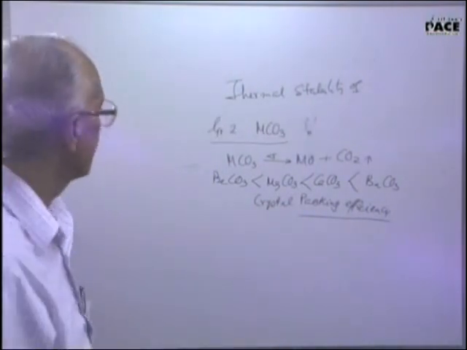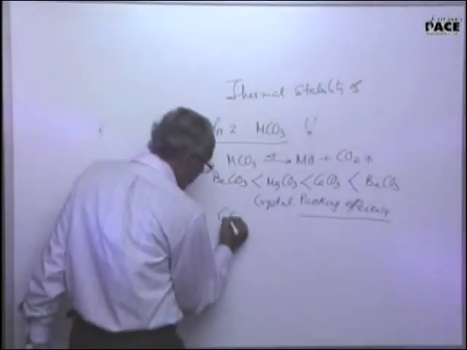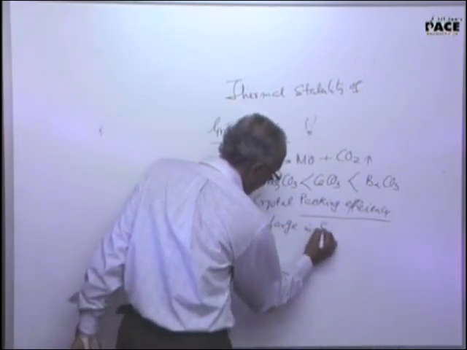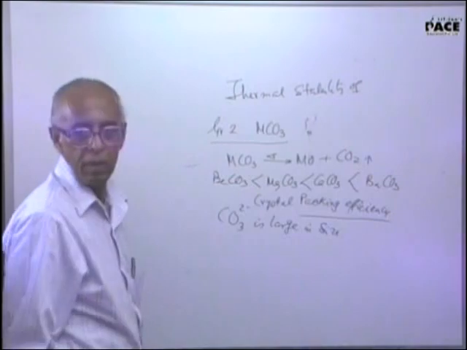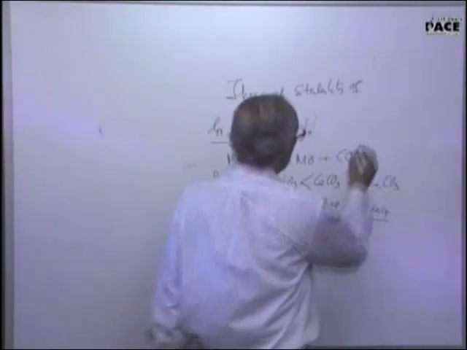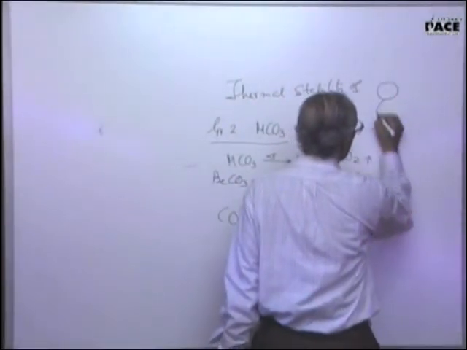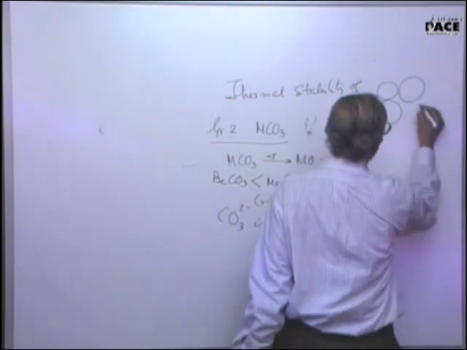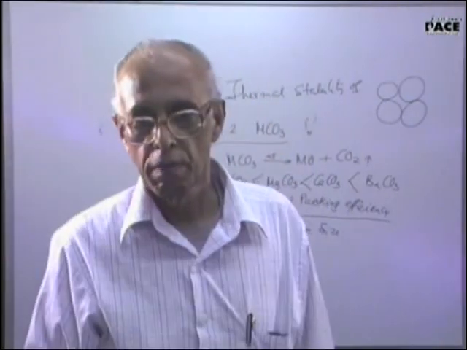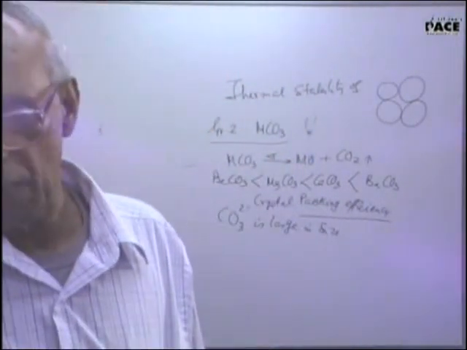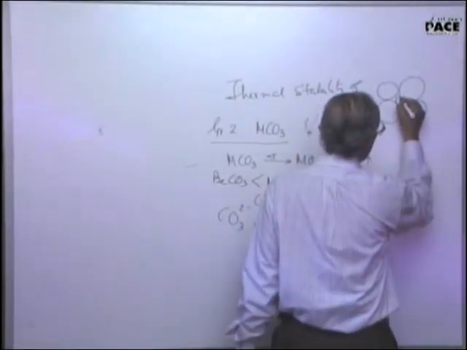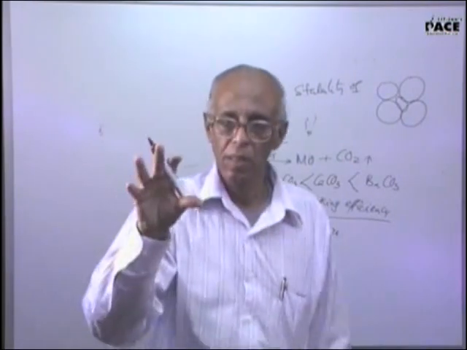So, the carbonate ion is large in size. So the carbonate ions, when they touch each other, form a closed packed structure. The hole which is created is large.